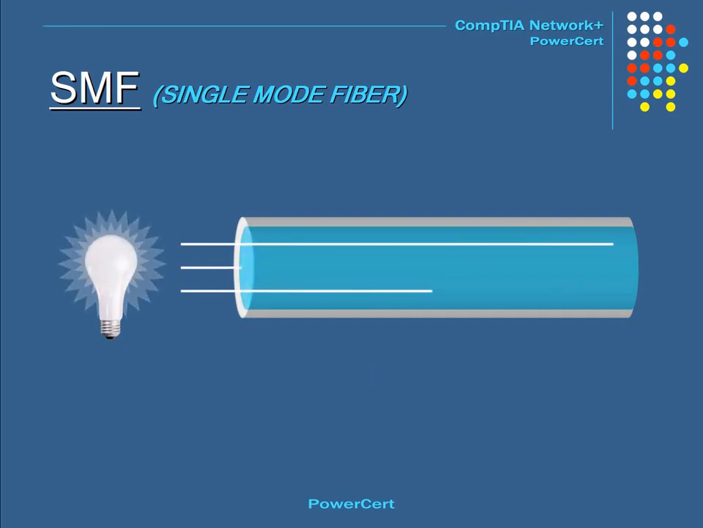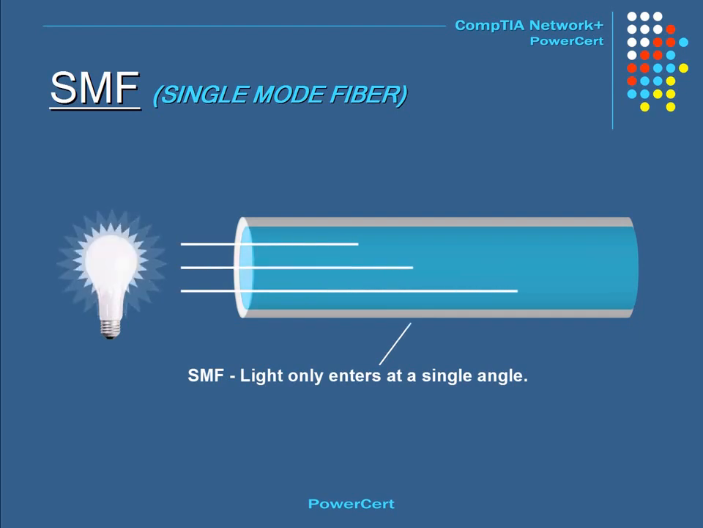Now, there are 2 different modes in fiber optics: single mode fiber and multi-mode fiber. Single mode fiber is a fiber optic cable that allows light to enter only at a single angle, as you can see here. So when this type of transmission of light enters at this angle, it can span for great distances.